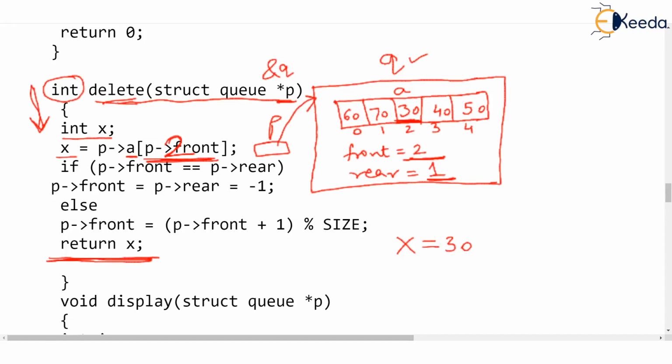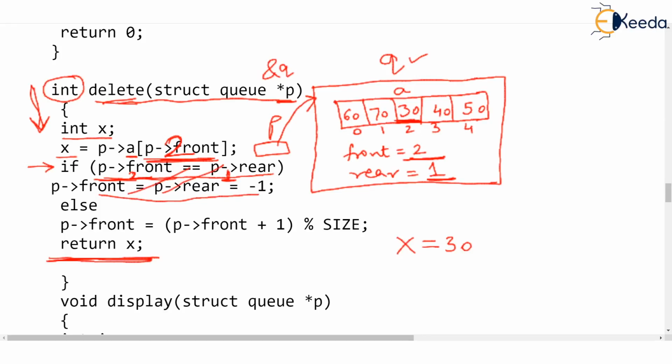But what we are doing here after storing x as 30 is we ask, is p arrow front equal to p arrow rear? From the earlier video of linear queue, which also had a delete function, you know that this is necessary to check whether there is only one element left in the queue. Now at the moment front is 2, observe, and rear is 1. So they are not equal. But what if they were equal? If they were equal, it means the queue is becoming empty and we will make both front and rear equal to -1. But anyway, this if is false.